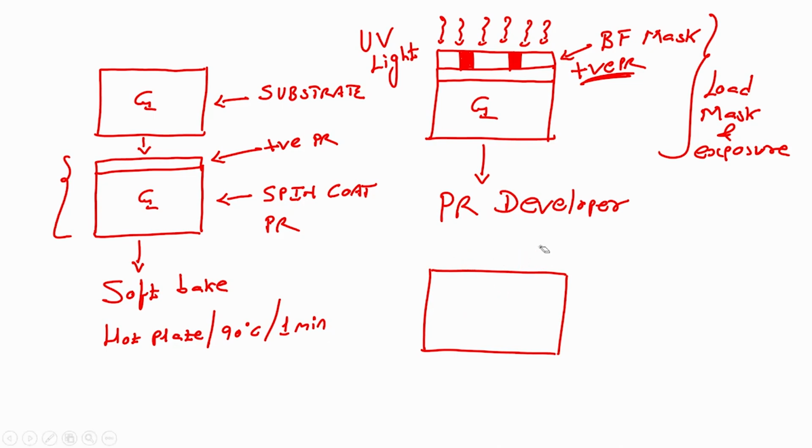So, let me draw it like this. This is easier. This is my photoresist, this is my glass. You get what I am saying? The area which is not exposed will get stronger. So, you have the unexposed area stronger in this case. Now, what is the next step?